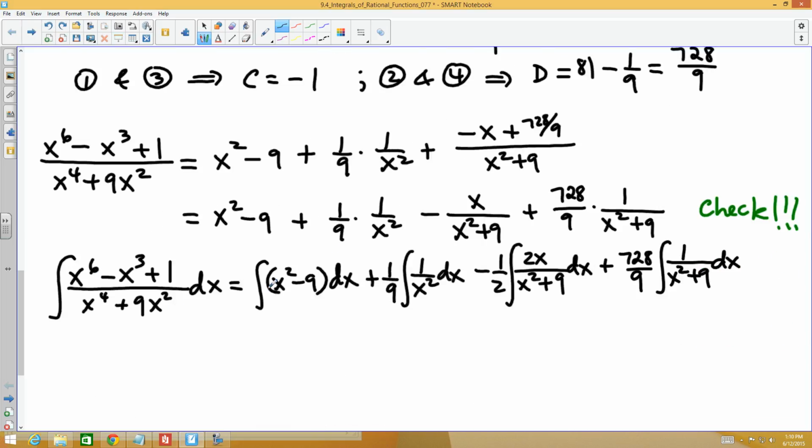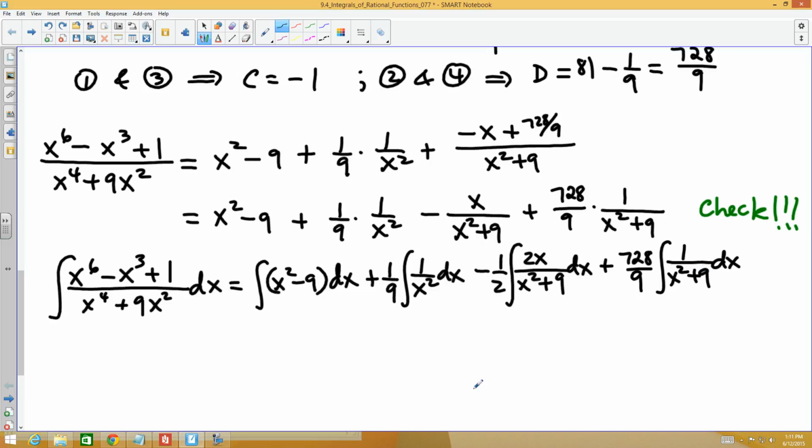Now the given integral becomes the integral of x^2 - 9, plus 1/9 times the integral of 1 over x^2, minus 1/2 times the integral of 2x over x^2 + 9. Why did I write that? I just explained: because if we take the derivative of x^2 + 9, we get 2x. So now I create 2x: I multiply by 2 and divide by 2, which means you just multiply by 1. Then I move the 1/2 to the front of the integral, and then you get 728/9 times the integral of 1 over x^2 + 9.